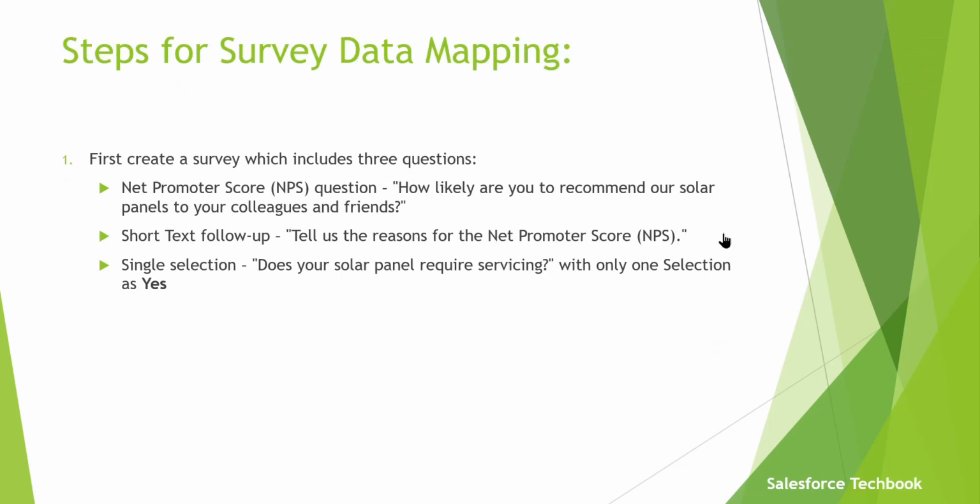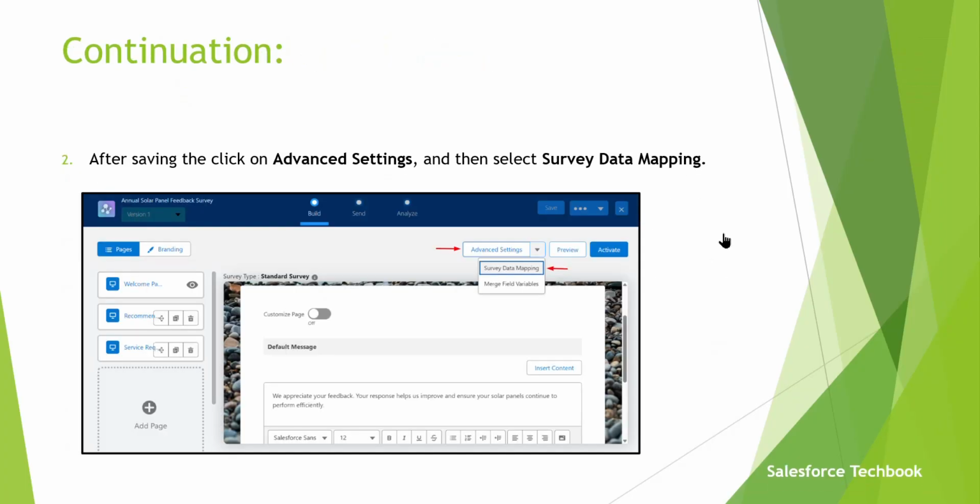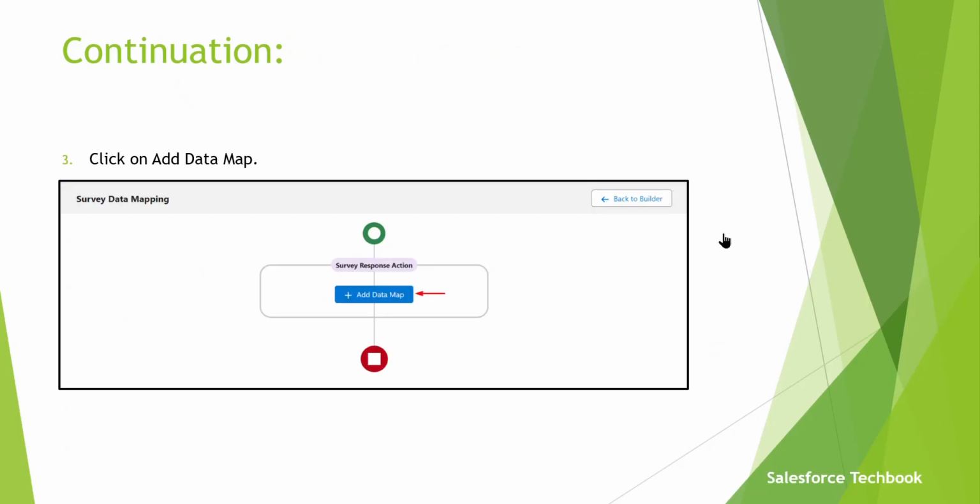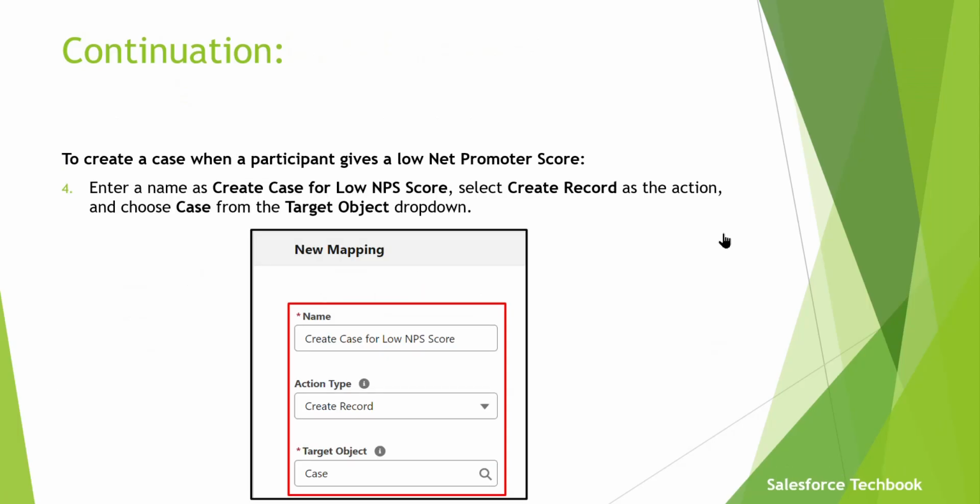Firstly, create a survey which includes three types of questions: Net Promoter Score, short text, and a picklist type of question, and click on Save. Once you save the questions, click on Advanced Settings and click on Survey Data Mapping and create a new data mapping. Provide the information about the survey data mapping, like create a case for low Net Promoter Score. Under Action Type, select Create Record, and also from the Target Object drop-down, search for case.